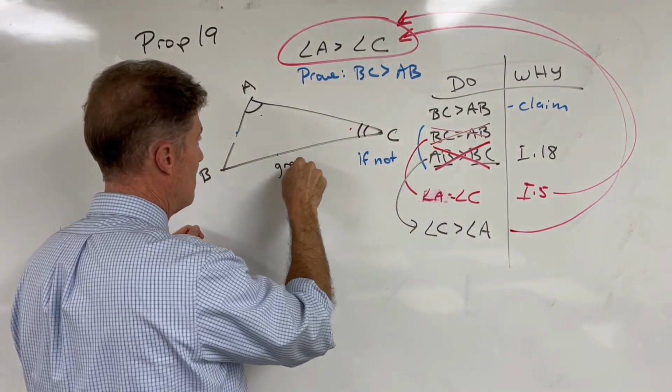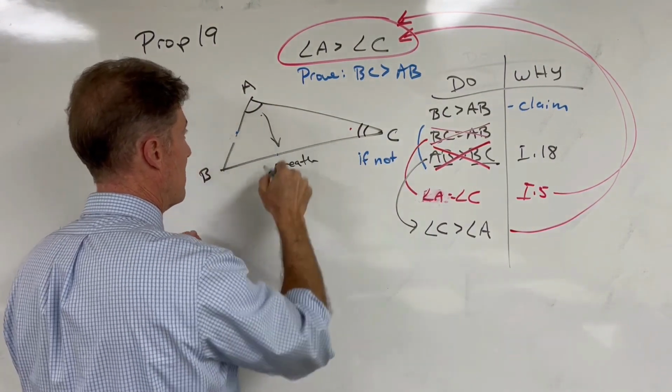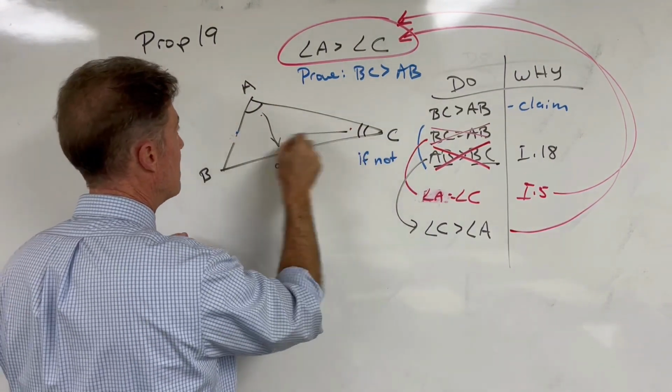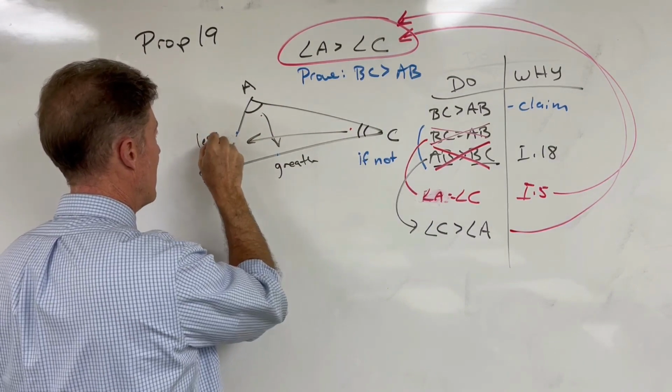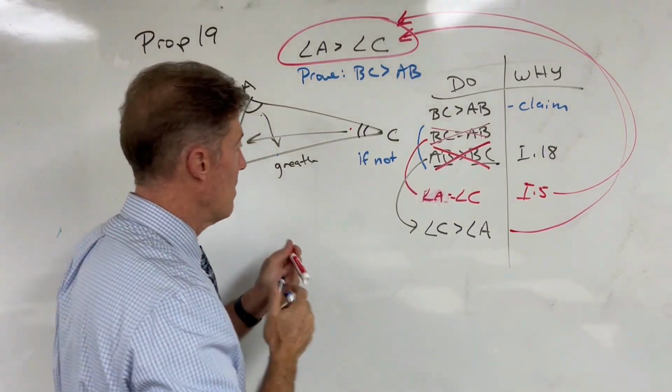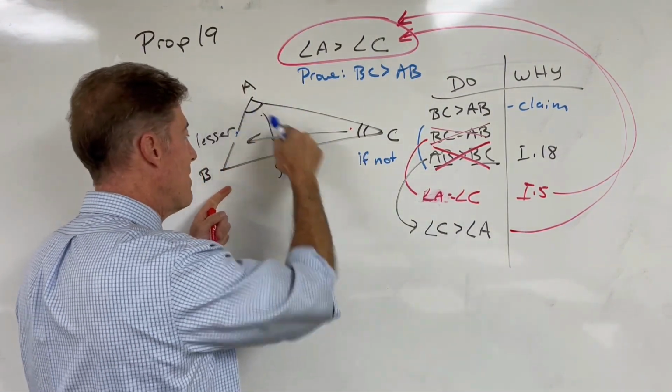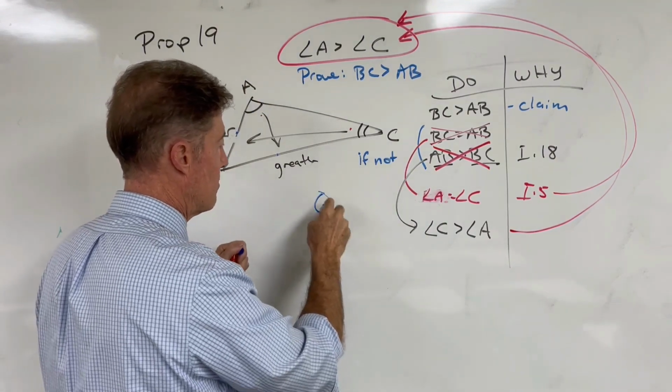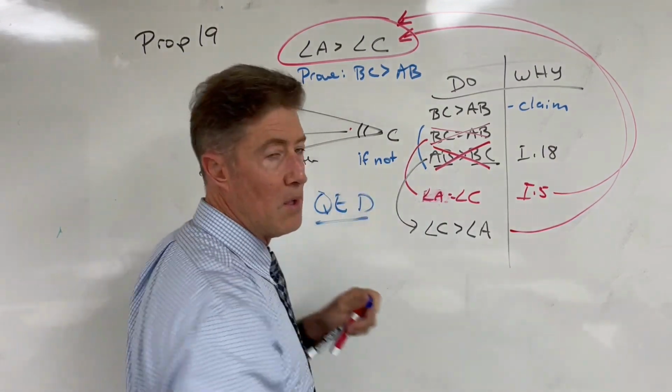Here's our greater angle, subtended by the greater side. And the lesser angle is subtended by the lesser side. Therefore, in a triangle, the greater angle is subtended by the greater side. Since we proved it, we conclude our proof with QED.